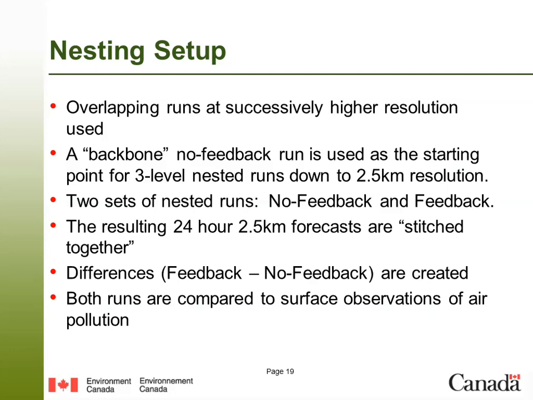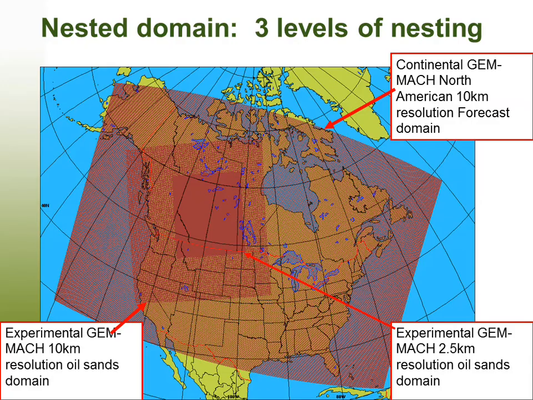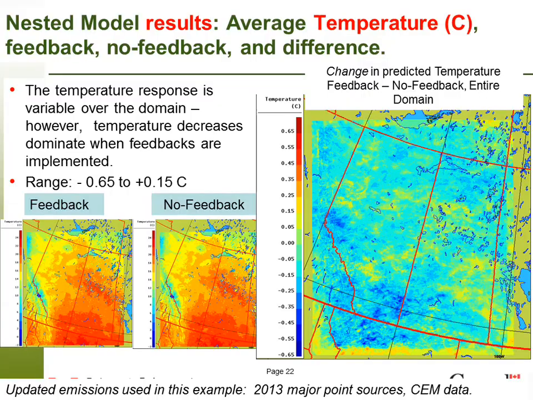So you do a set of overlapping runs at successively higher resolution. We start off with a backbone run, that's the lowest resolution, and then we're doing feedback and no feedback simulations going down to 2.5 kilometers off of that, with enough spin-up time for the clouds to basically settle down. And then we compare those runs to surface observations. So that's our three nesting setup. The outer domain is the continental one, then we have a 10 kilometer domain and then a 2.5, and it's about 650 by 550 grid squares at 2.5 kilometer.